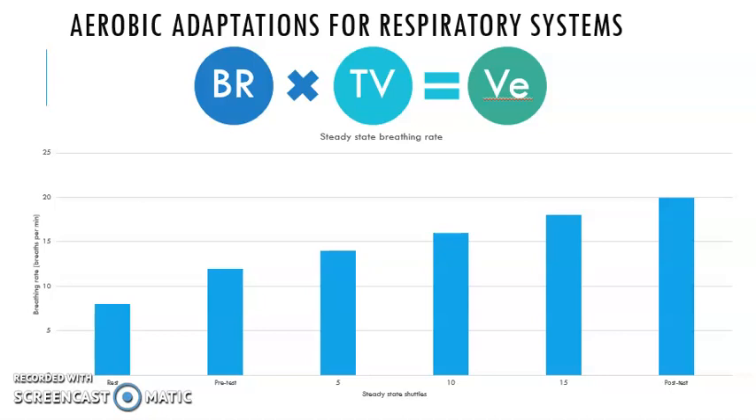Alveolar ventilation means that there is an increased surface area, meaning more space for oxygen and carbon dioxide to diffuse through, meaning that it is faster. Endurance training also increases an athlete's VO2, meaning that their oxygen deficit decreases and therefore their recovery and their EPOC will also decrease.